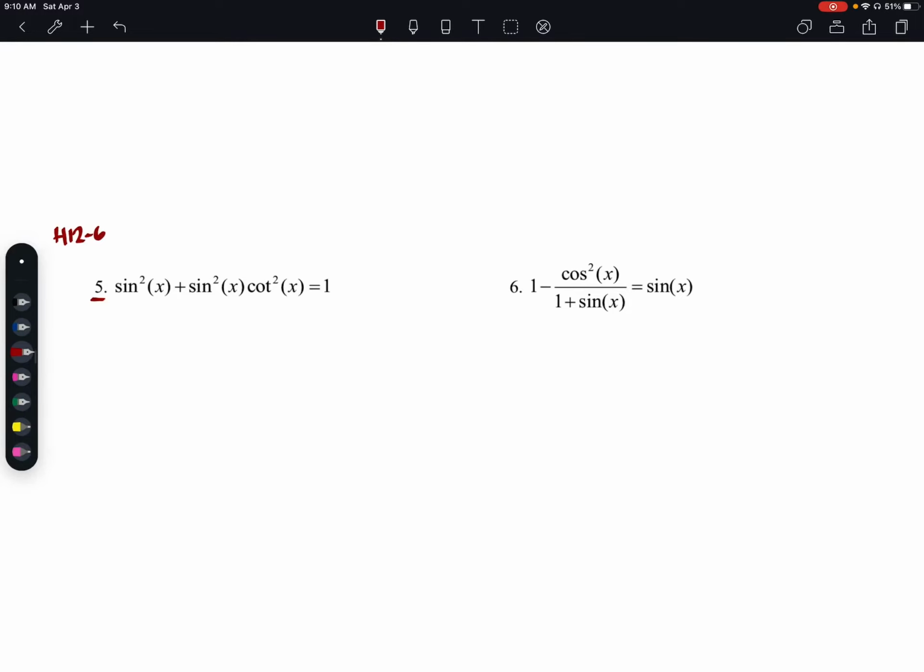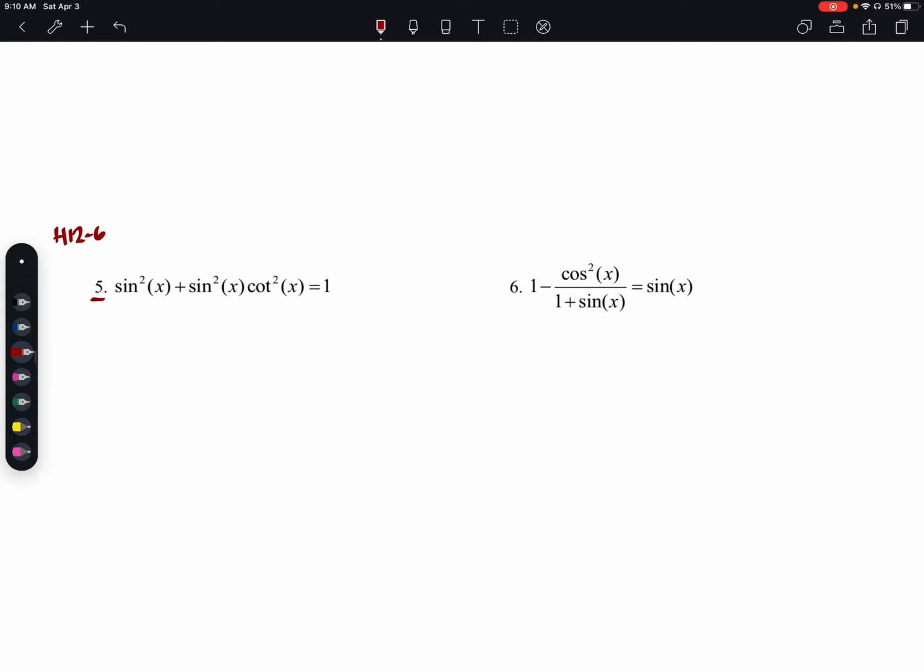Number 5 from worksheet H12-6, we have sine of x squared plus sine of x squared times cotangent of x squared, and we want it to equal 1. So obviously, it's probably going to be easiest for us to make the left side equal the right side. A couple ways we could do this.